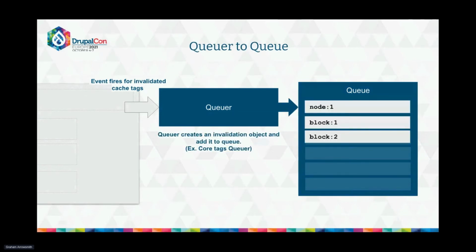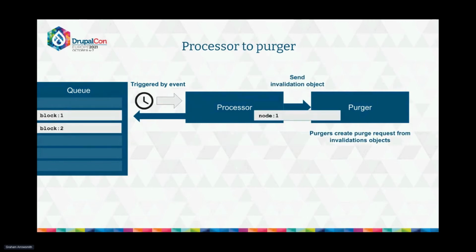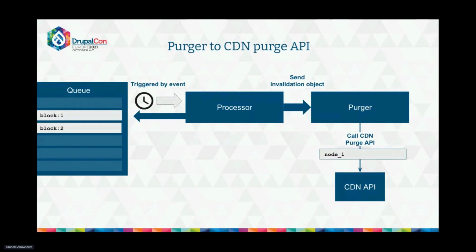The next step is, we can see that the queuer is putting the data into the queue here, and once our queue has been filled up, our processor comes into the picture, which at certain events picks up the data out of the queue, like a cron processor, like cron run, and it will then send them to the purger. We can see that data is going to the purger, and then the purger creates a purge request from that invalidation object, and then it sends it to the CDN API. We can see it here.